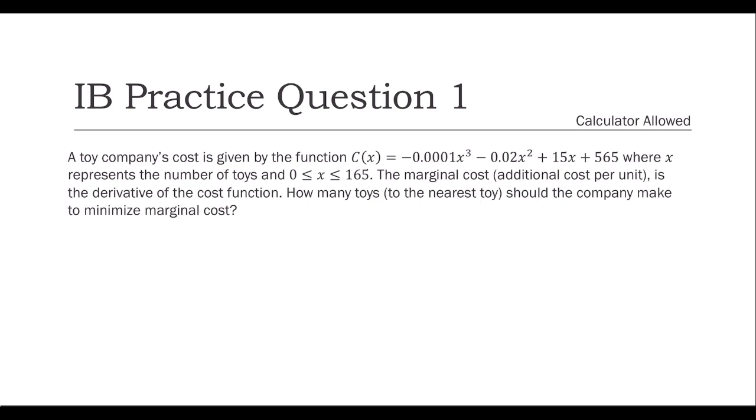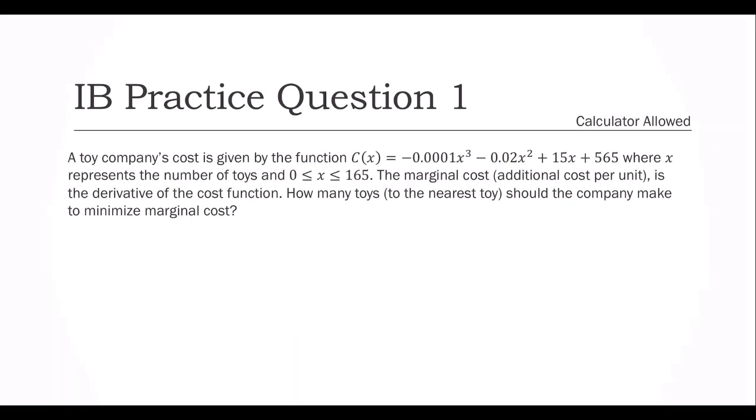So here we have our first IB practice question where the calculator is allowed. It says a toy company's cost is given by the function c of x equals negative 0.0001x cubed minus 0.02x squared plus 15x plus 565, where x represents the number of toys and 0 is less than or equal to x is less than or equal to 165. The marginal cost, additional cost per unit, is the derivative of the cost function. How many toys to the nearest toy should the company make to minimize marginal cost?